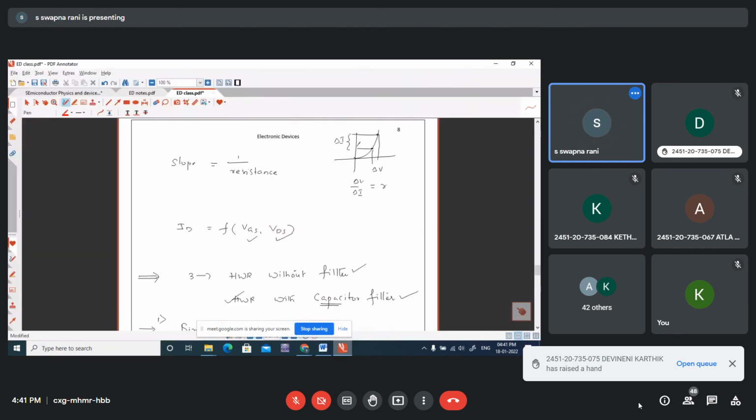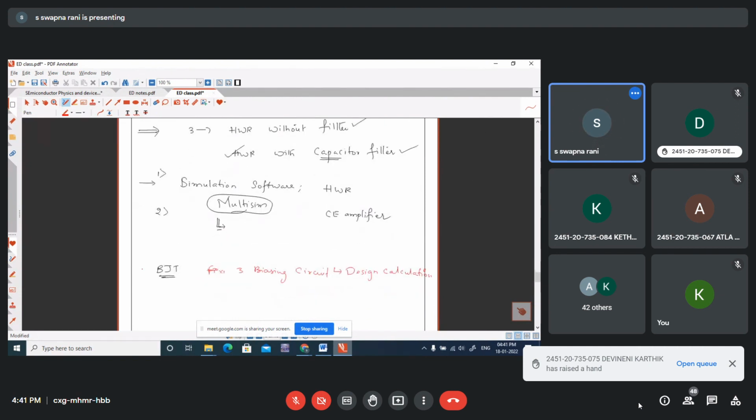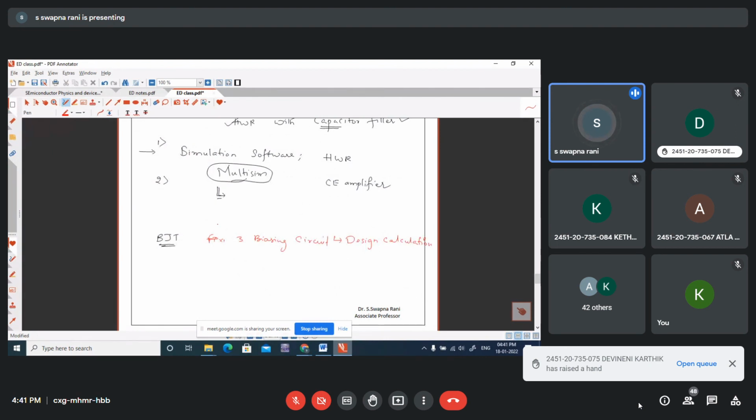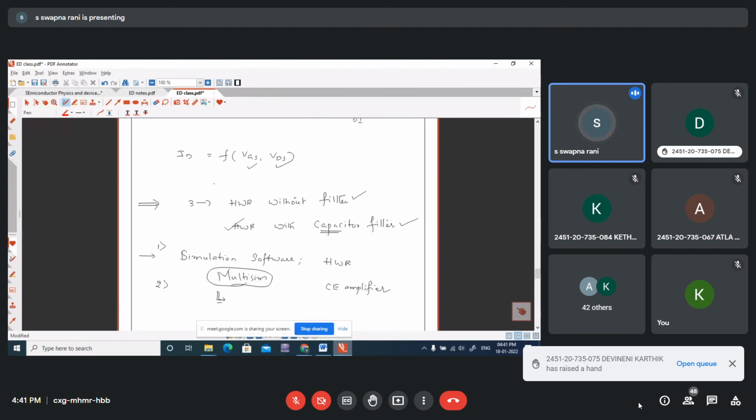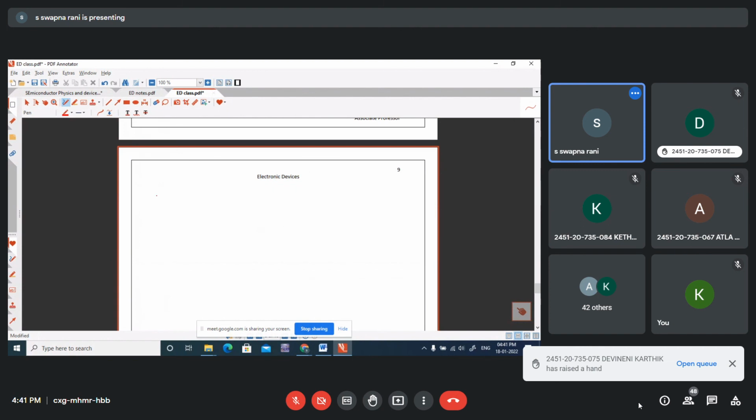So like this, you can draw the margins in A4 papers, write neatly with proper margins. And there are calculations. You need to calculate resistance. You need to calculate the dynamic and static resistance. Note it down, everyone.